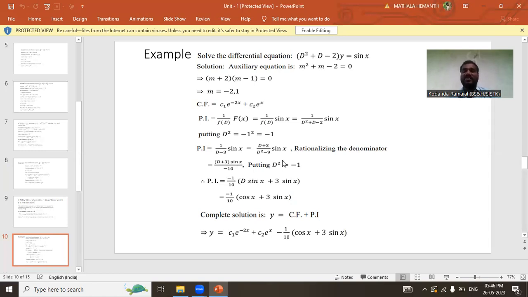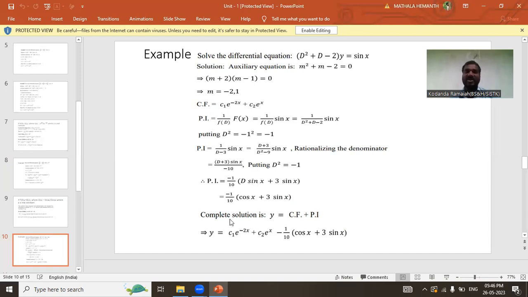Again, put D square equals minus 1. After simplification of the numerator term, we get minus 1 by 10 into the derivative of sin x plus 3 sin x. The derivative of sin x is cos x. So that can be written as minus 1 by 10 into (cos x plus 3 sin x). This is the particular integral for the RHS term equal to the sine trigonometric function.